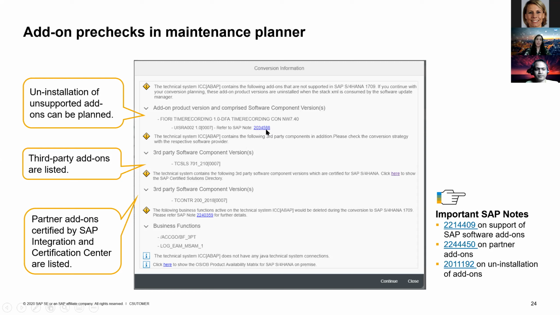Then you can also see here that the third-party add-ons are very clearly indicated, and the partner add-ons are identified, and the certification status is also very clearly indicated here. There are further links to get more information. And here at the bottom, you have the results of the business function checks as well.